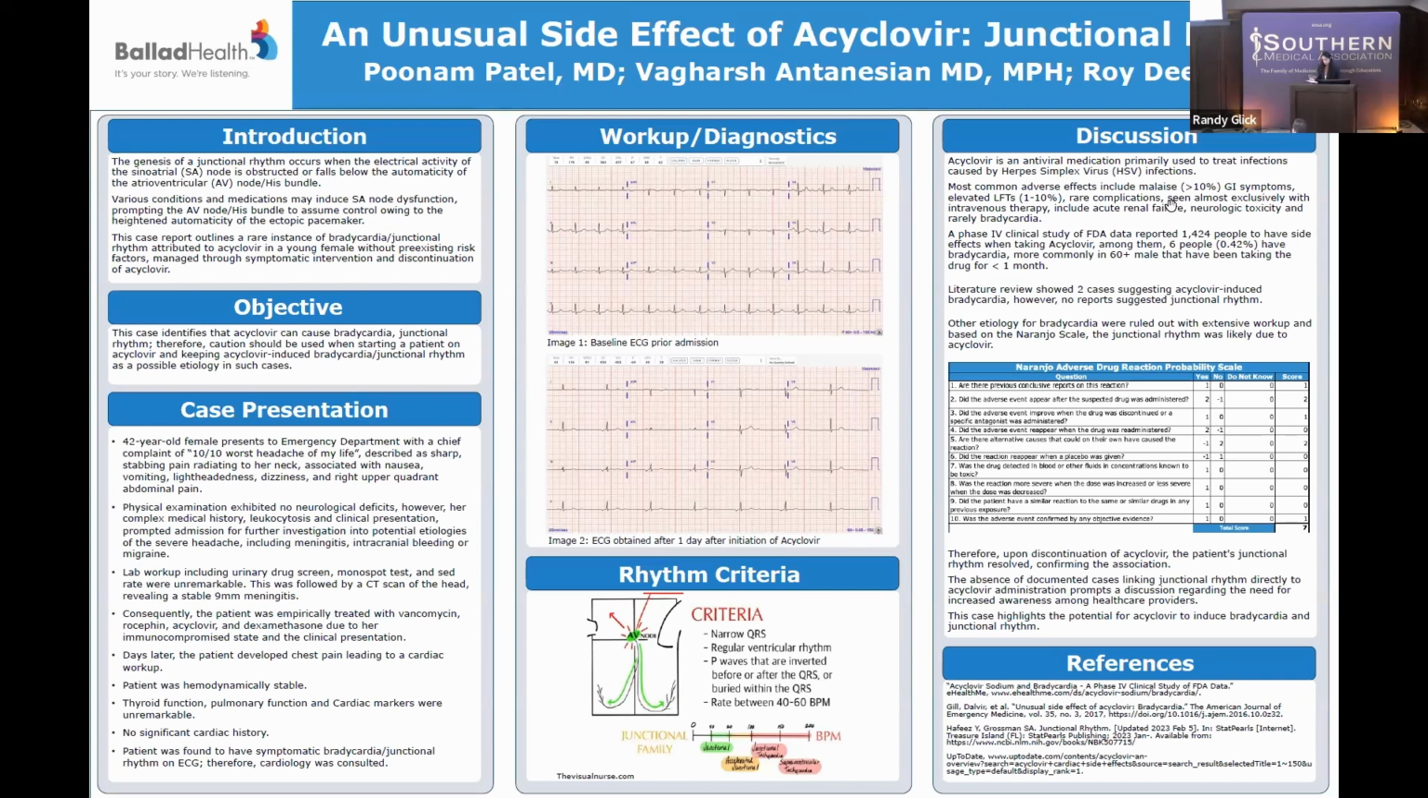So in conclusion, this case underscores the importance of recognizing and monitoring a rare adverse effect such as junctional rhythm when prescribing acyclovir, even in patients without pre-existing risk factors. Early detection and appropriate management, including discontinuation of an offending drug, are essential for optimal patient outcomes. By sharing these findings, we hope to contribute to the collective knowledge and promote safer practices in the clinical setting and good healthcare outcomes. Thank you so much for your attention. I'll take questions if you have some.